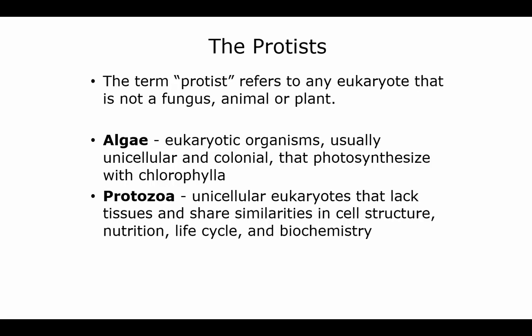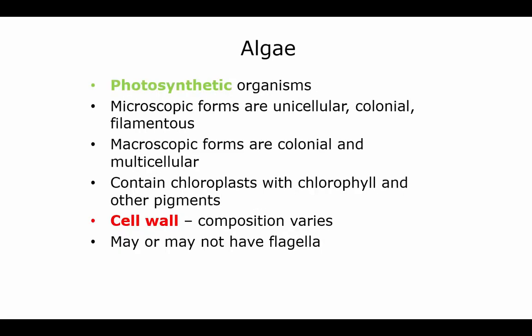The algae are the plant-like protists. They're usually unicellular or colonial, and they photosynthesize. The protozoa are animal-like. They are unicellular, and both of these can cause problems for us. Now the algae, the photosynthetic ones, can be filamentous, unicellular, or colonial if they're microscopic. If they're macroscopic, they're either colonial or multicellular.